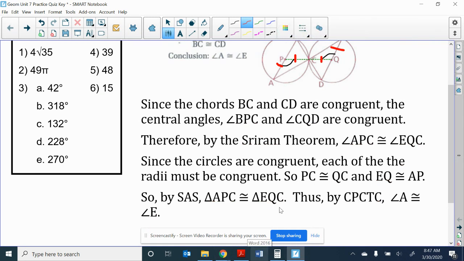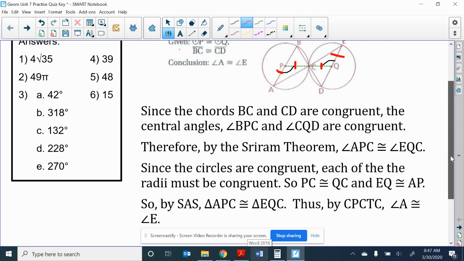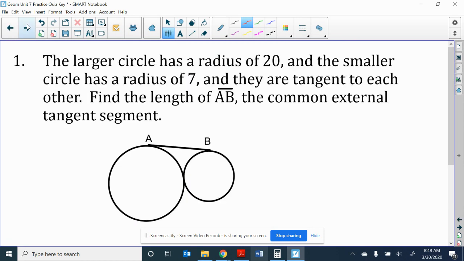All right, so the triangles are congruent by side angle side. Thus, by CPCTC, angle A and angle E are going to be congruent. Okay. Are there other ways of doing this? Probably, but this is what I saw first, so I thought this was the most efficient. Okay. Now let me go through the rest of these problems.